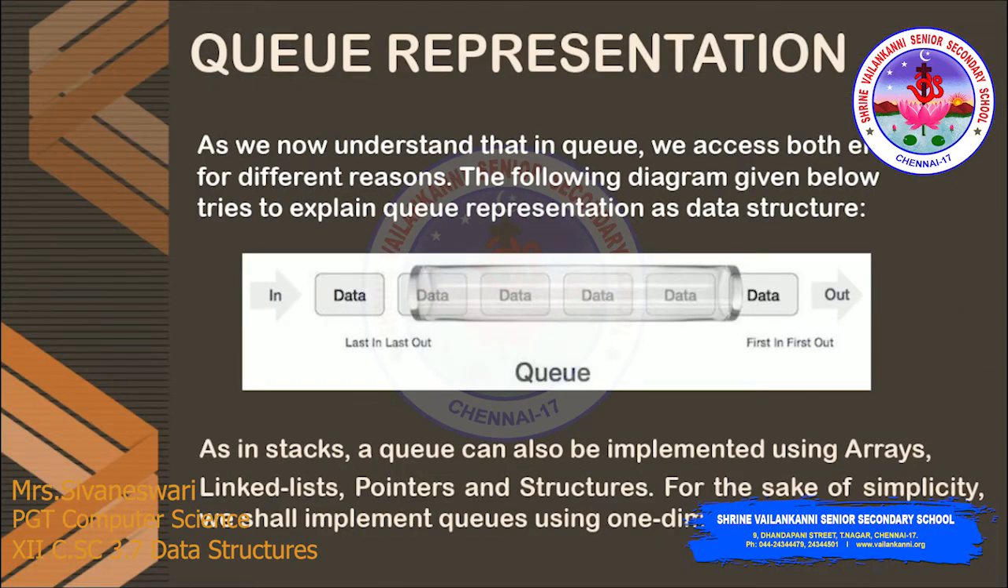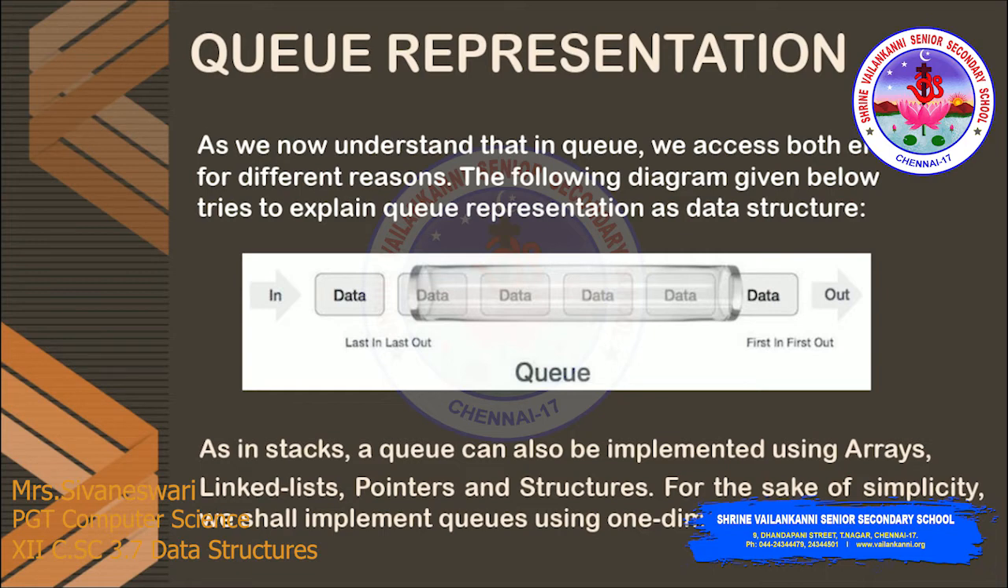Now the queue representation. Let's see the diagram, you will understand it better. First in, first out. The data is entered through in, and the data exits through out. So last in, last out, first in, first out. Clear? The data moves towards the exit as it enters through in.